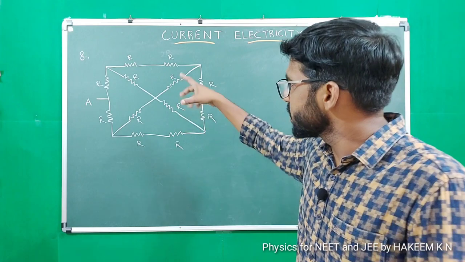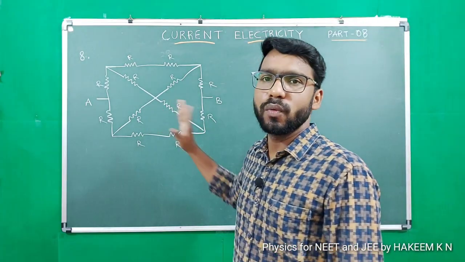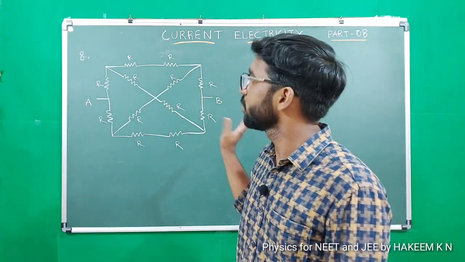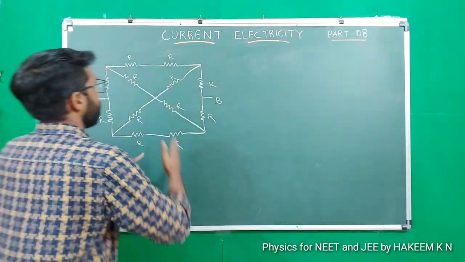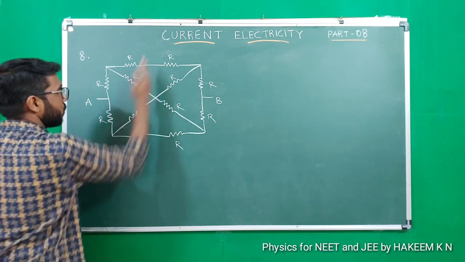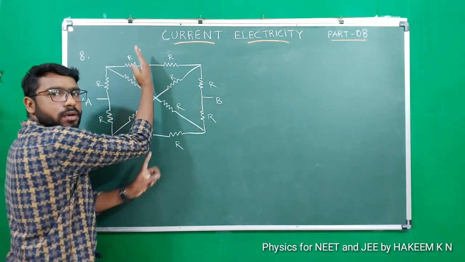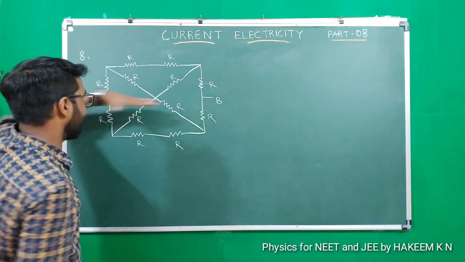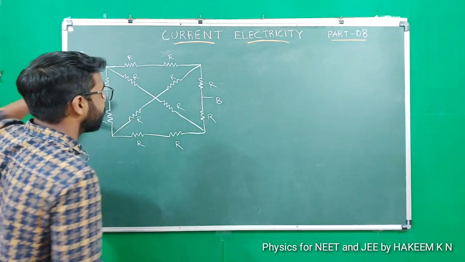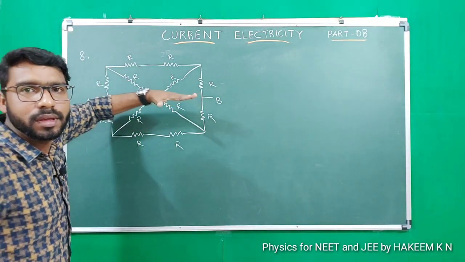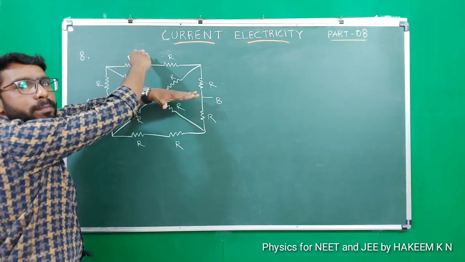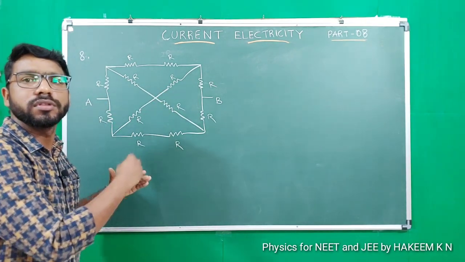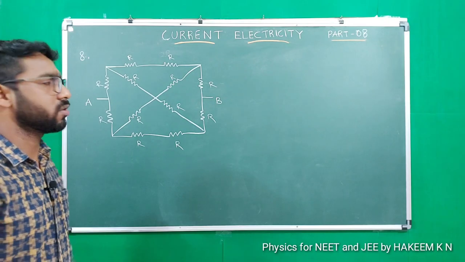Okay, you can see here in this network we can use both mirror symmetry and folding symmetry. Why? When we draw a perpendicular to AB, you will get the mirror image of the LHS on the RHS. And when we draw a plane parallel to AB, you will get the mirror image of the upper arm on the lower arm. So here you can apply both folding symmetry and mirror symmetry.